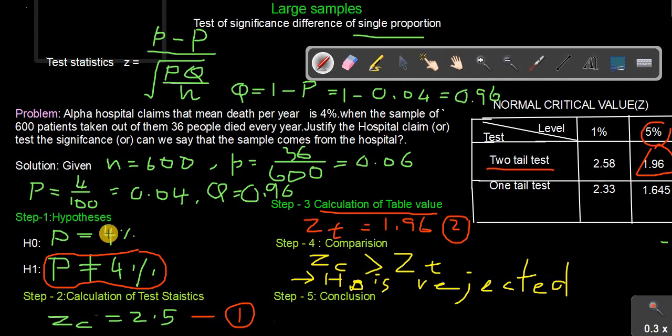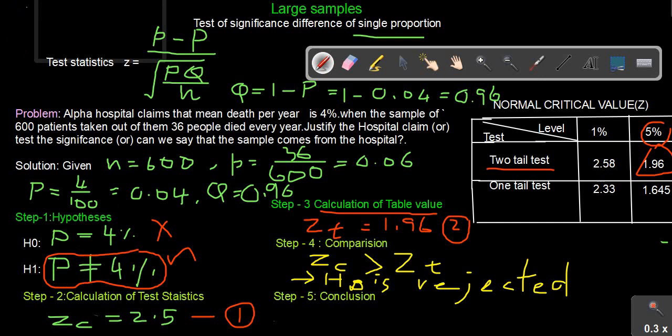That means this is what we are rejecting. If we reject that, what is the meaning? We have to accept this. Am I correct? So this is what we have to accept. So what does this accept mean? The proportion of the hospital claim is not equal to 4%.